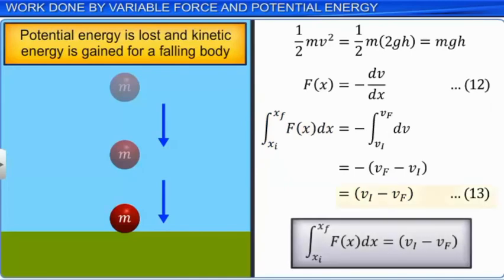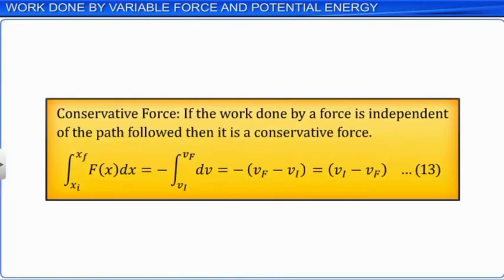From equation 13, we can see that the work done on a body by the force depends on the initial and final positions only, and not on the path followed by the body. Such a force is called a conservative force. By definition, if the work done by a force is independent of the path followed, then it is a conservative force. Such a force is characterized by equation 13.